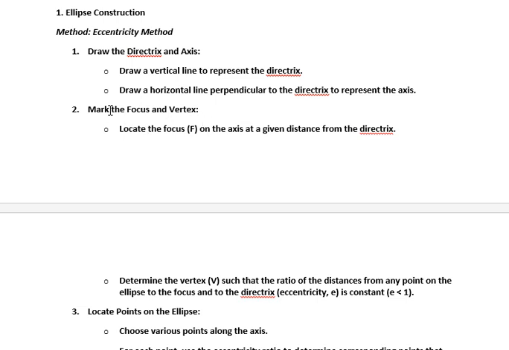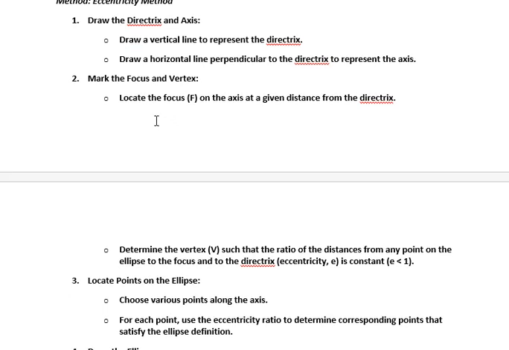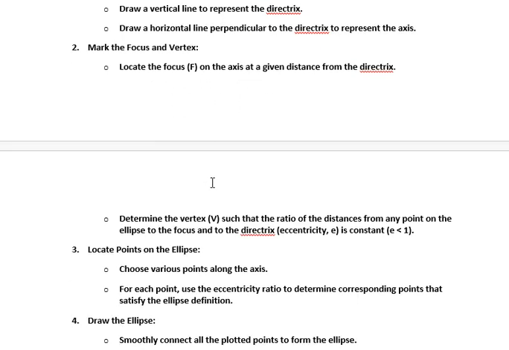Then once we have drawn the directrix and the axis line, we have to mark the focus and the vertex on the axis line. To locate the focus, mark it on the axis at a given distance from the directrix. In your problem, you can find some distance, that is the distance between the focus and directrix. Based on that distance, you have to mark a point from the directrix on the axis line. Name it as F.